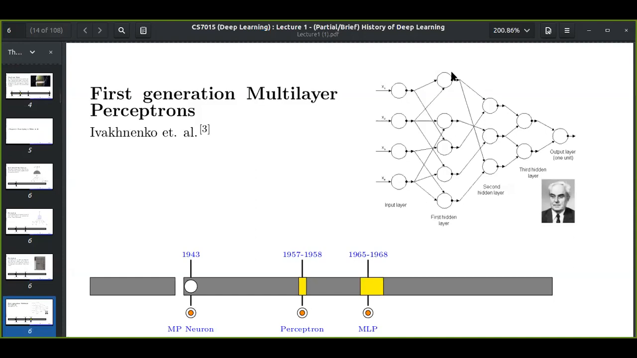Then we have Ivakhnenko. He is the first person who gave the first generation of multi-layer perceptrons. Here you can see a multi-layer perceptron representation. We have an input layer where we give our inputs x1, x2 all the way to xn. Then we have the first hidden layer, second hidden layer, third hidden layer, and so on. The concept of multi-layer perceptrons came in 1965.